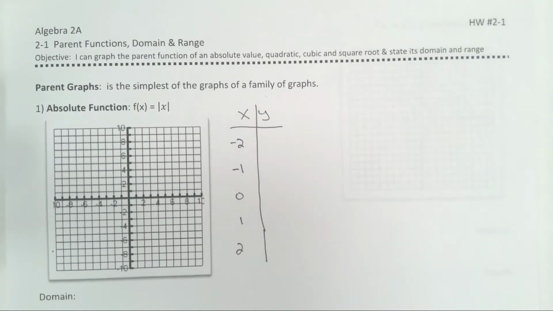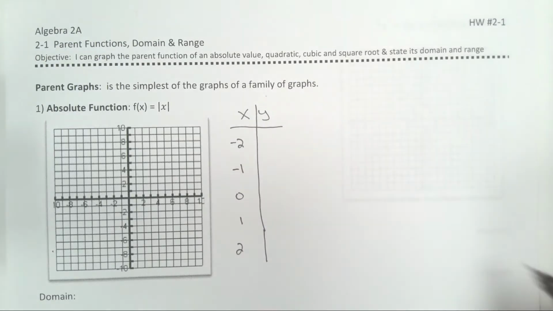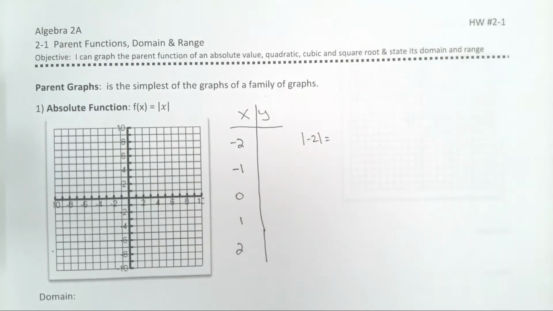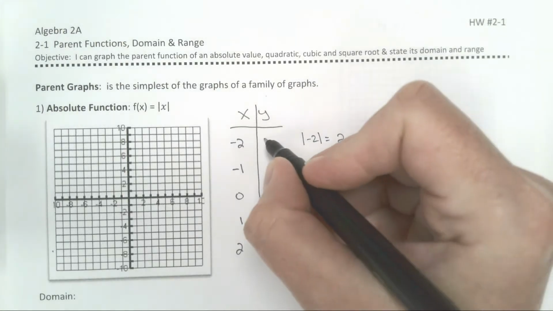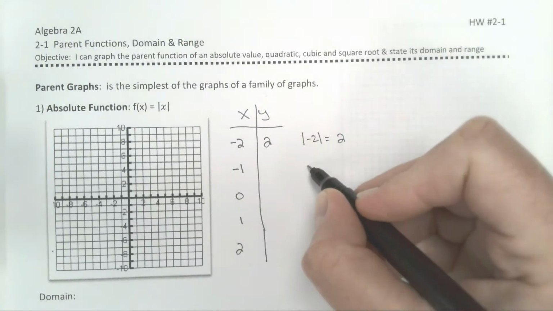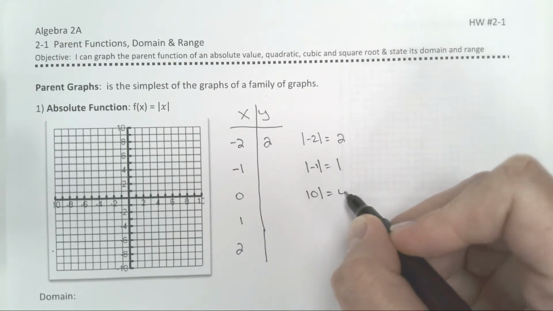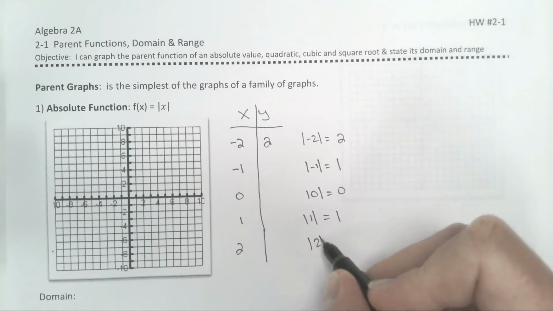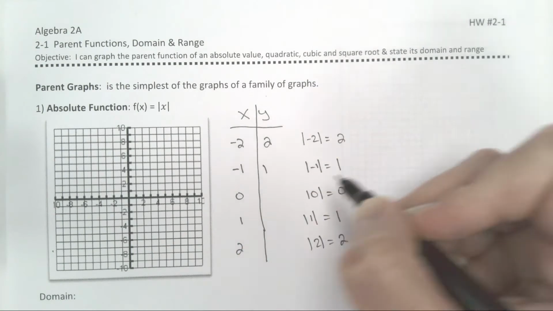So in most cases, I'm going to use -2 to +2. All right, so I'm just plugging these values in for x, and I'm going to solve for y. So I have the absolute value of -2. Absolute value is always positive, so that would be my y value. The absolute value of -1 is 1. The absolute value of 0 is 0. The absolute value of 1 is 1. And the absolute value of 2 is +2.